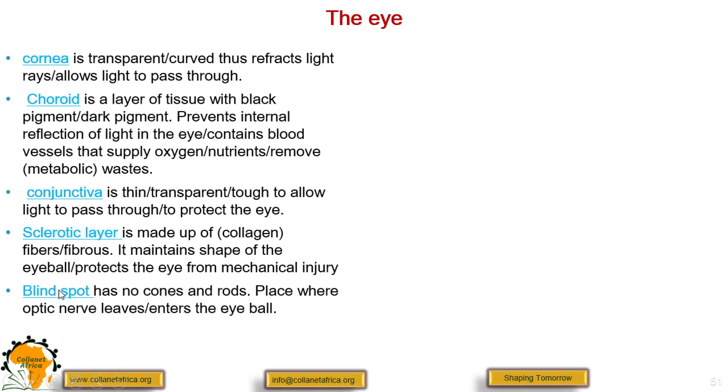There is another part called the blind spot, and this part has no cones and rods, and it is the place where the optic nerve leaves and enters the eye. So that is the blind spot. We have retina, which has cones and rods for bright color vision or low light vision.